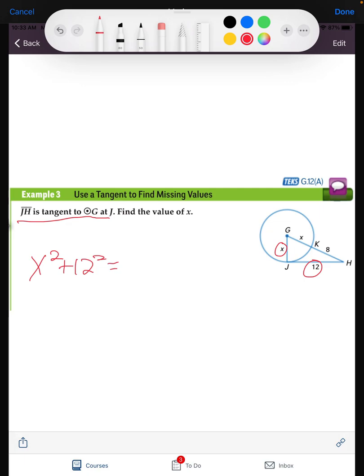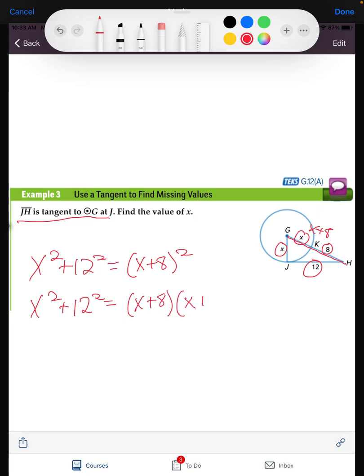equals, and then our c is going to be x plus the 8. That's the length of this whole segment here. Our hypotenuse is x plus 8, so x plus 8 squared. So we have x squared plus 12 squared equals x plus 8 squared. Let's rewrite this x plus 8 squared so we can expand it. x plus 8 squared is the same as saying x plus 8 times x plus 8, and then we want to FOIL that out.